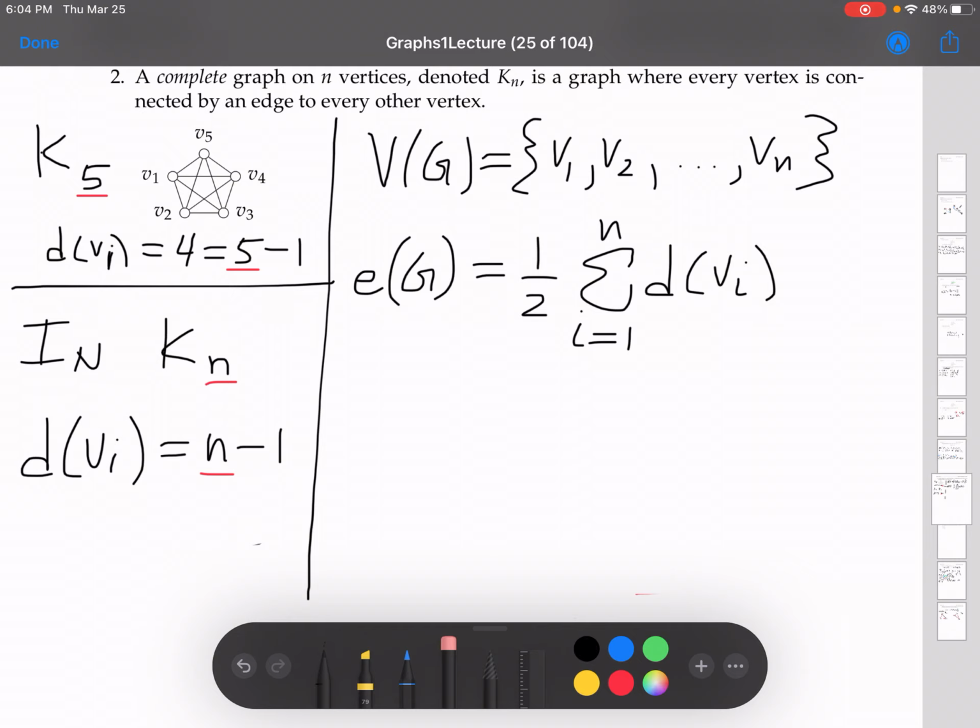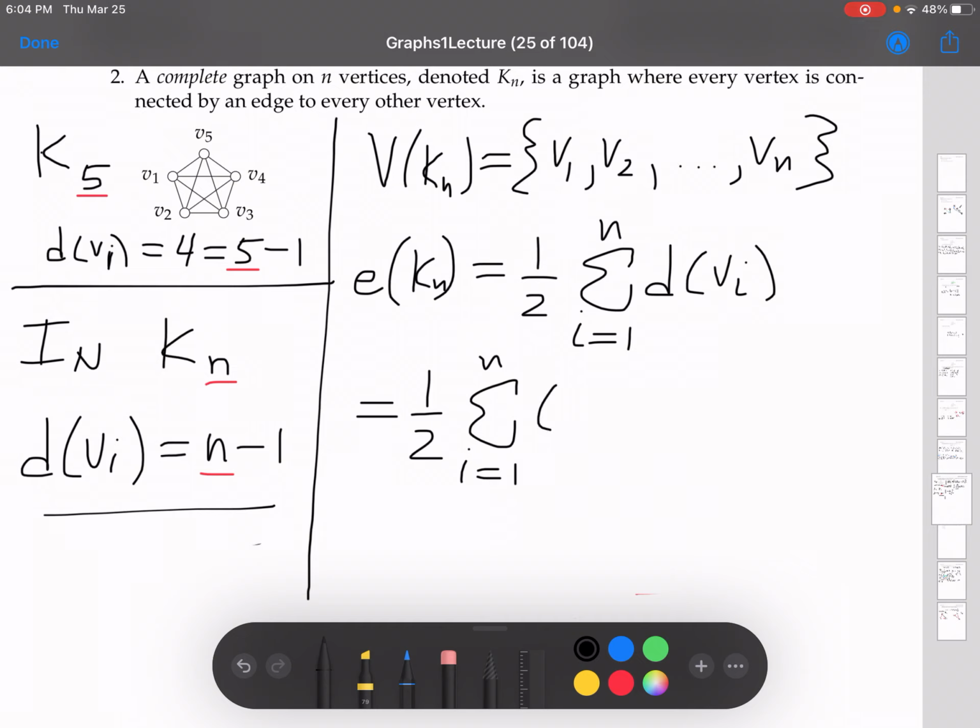Now, we're only dealing with Kn here. We're not dealing with any graph. We're dealing with very specific graphs. So instead of G there, let's put Kn. And in fact, our vertices, as you've seen in this example, are all labeled V1 to Vn. Now, as we've seen already, the degree of Vi in Kn is n minus 1.